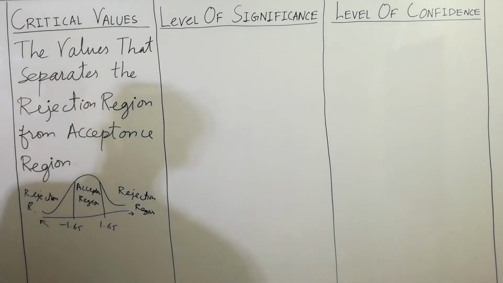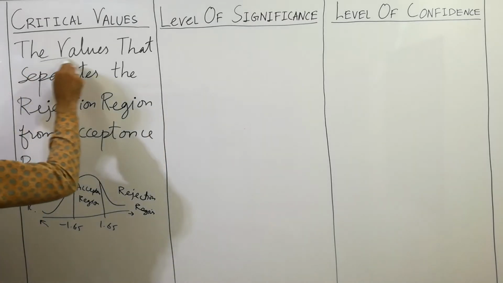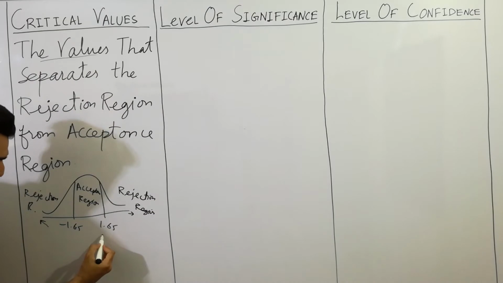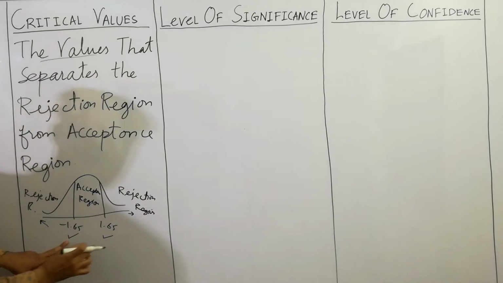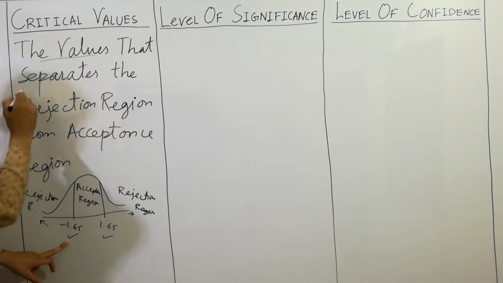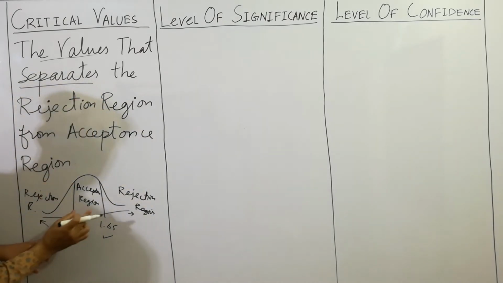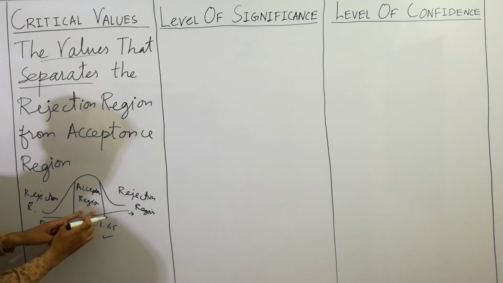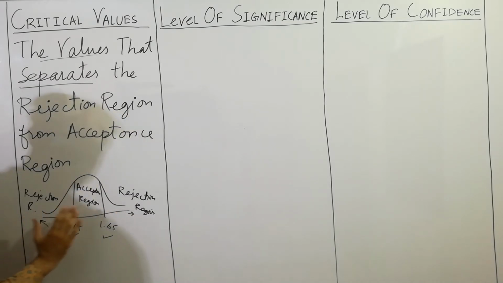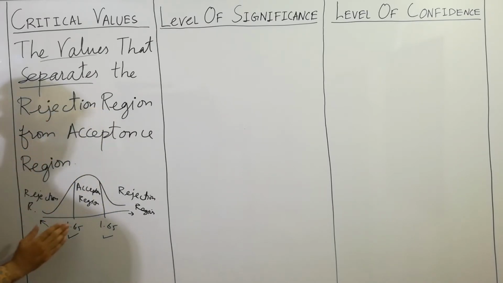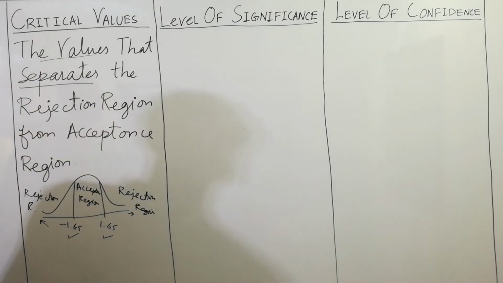So here, what are the critical values? The values, let's suppose 1.65 and minus 1.65, are the values that separate the rejection region from the acceptance region. You can note that the acceptance region and rejection regions are separate. So these values that separate the rejection region from the acceptance region are called critical values. I hope the concept is clear.